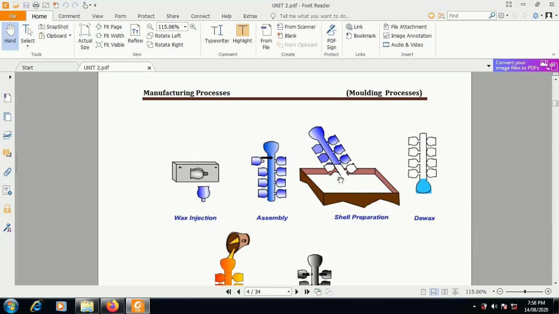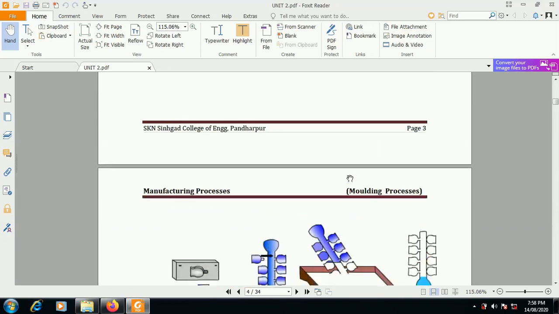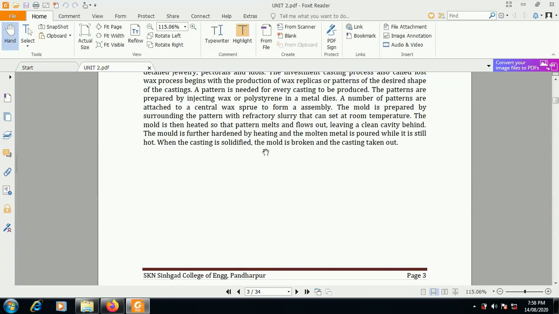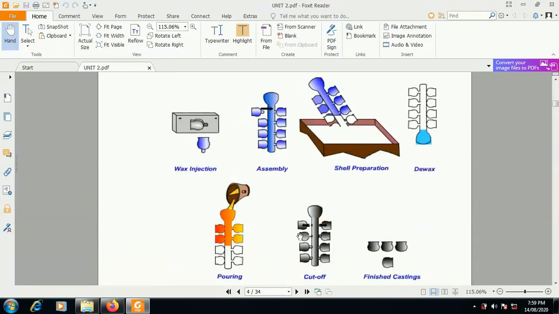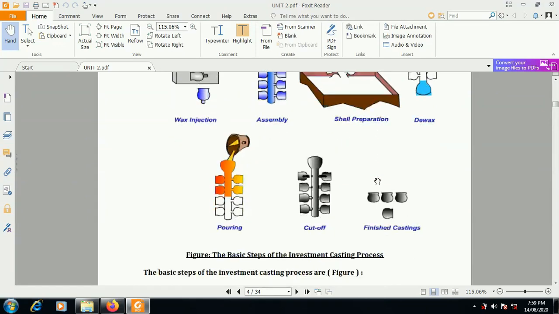And here we are coating the surface of this pattern assembly with a specially formulated slurry mixture. That's why this process is called the investment casting process. Investment means to apply a special coat. Now after dewax, the mold is further hardened by heating, and the molten metal is poured while it is still in a hot condition. After dewax, this mold is placed inside an oven where further curing of the mold cavity is carried out. After removing it from the oven, pouring is carried out in the heated condition only.